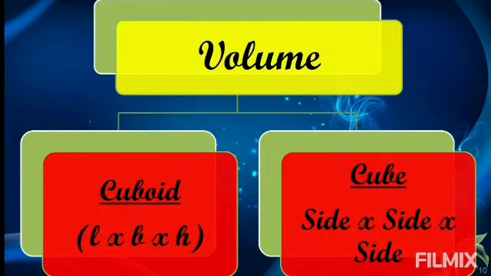Now, let's rehash the formulas for volume. Volume of a cuboid equals L into B into H. Similarly, volume of a cube equals side into side into side.